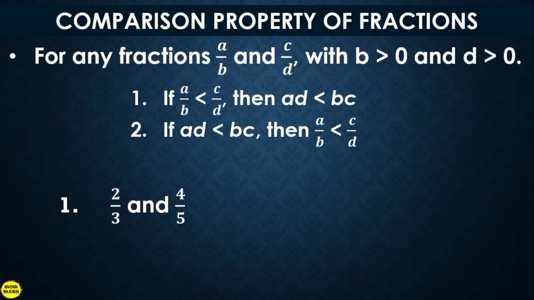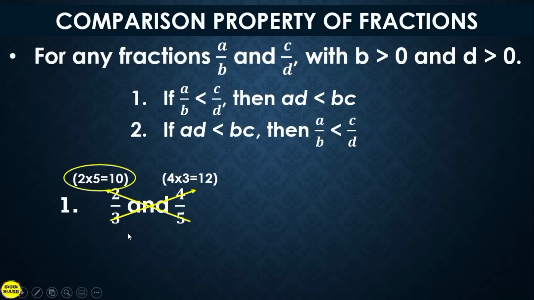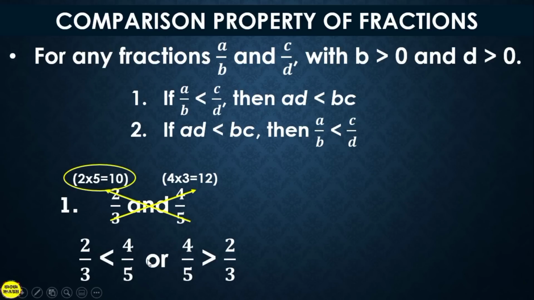Let's try. 2/3 and 4/5. So cross multiply. 2 times 5, that is 10. 3 times 4, that is 12. So as you can see class, sino ang mas mababa? Ito yung 2/3. Mababa kasi yung product. Ibig sabihin yung 2/3 ay mas mababa sa 4/5. So 2/3 is less than 4/5. Or pwede rin natin sabihin 4/5 is greater than 2/3.